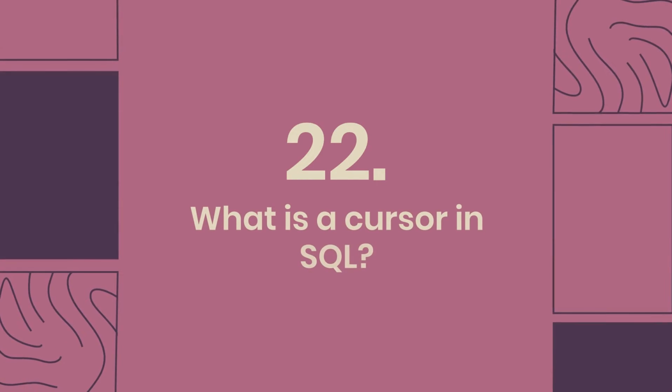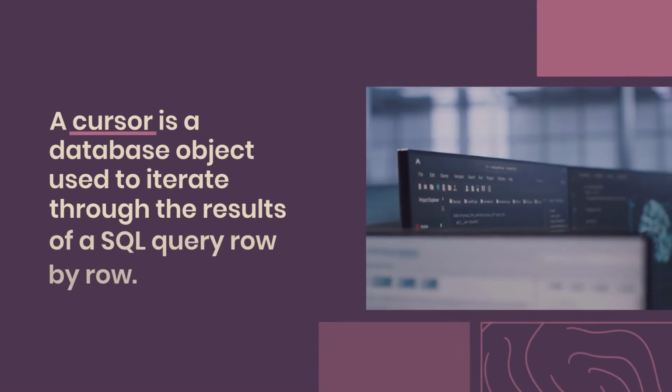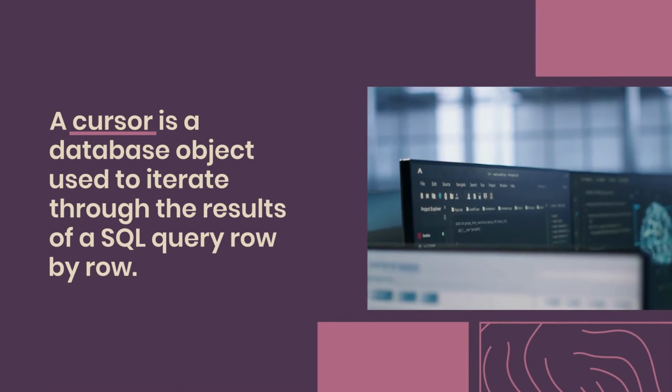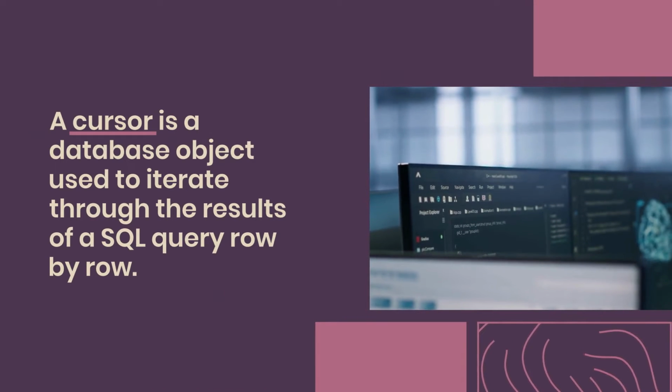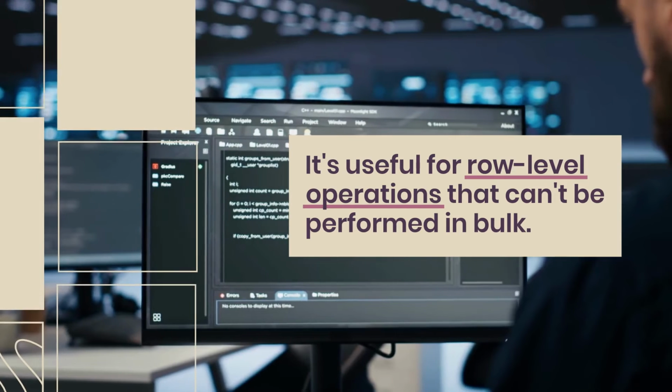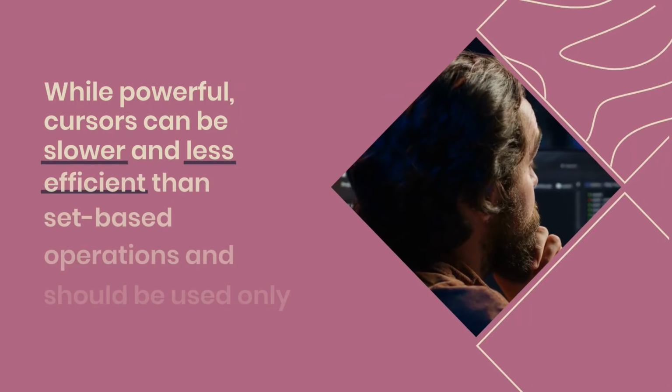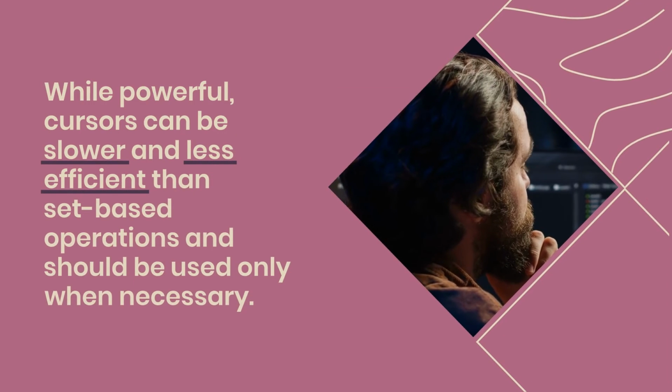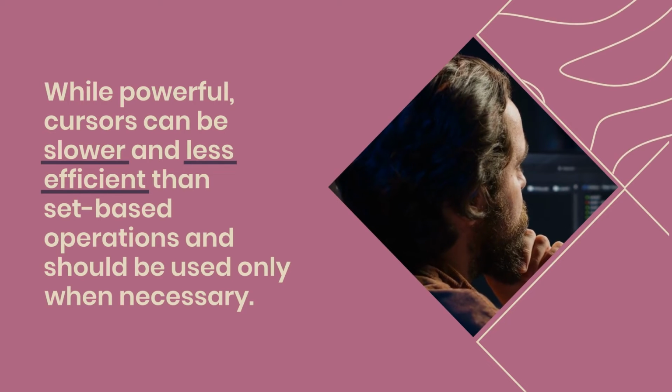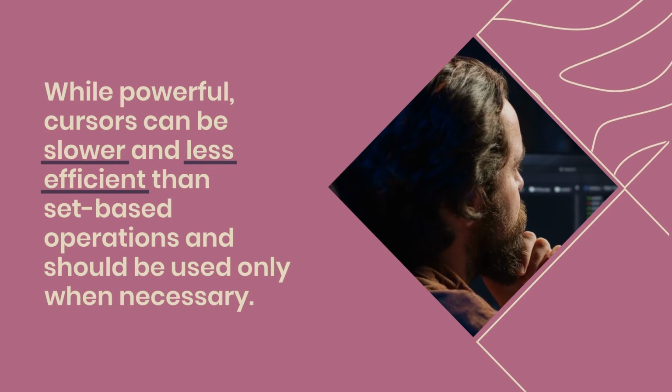22. What is a cursor in SQL? A cursor is a database object used to iterate through the results of a SQL query row by row. It's useful for row-level operations that can't be performed in bulk. While powerful, cursors can be slower and less efficient than set-based operations and should be used only when necessary.